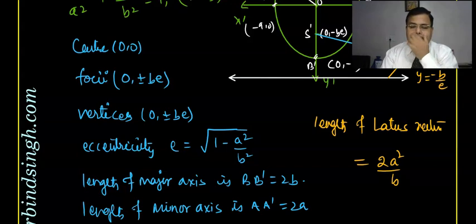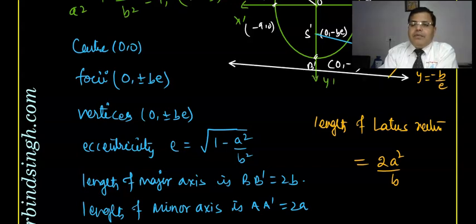Eccentricity, vertices, center, everything is defined, and I hope you got all these points. You will remember, you will first think about whether a is greater than b or a is less than b, and then accordingly you will find whether this will be greater or less.